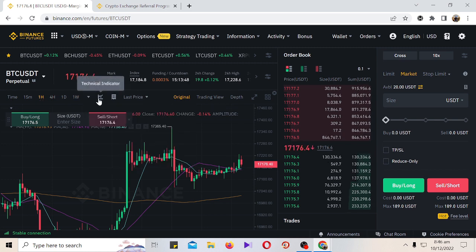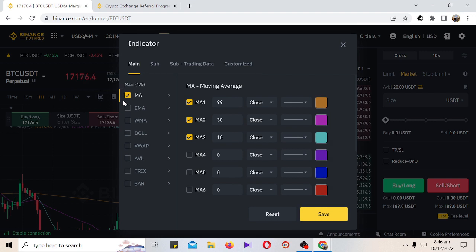Then you move to indicator, technical indicators, click on it. You select MA. MA stands for moving averages. I'll leave a PDF down below this video so that you guys can use it to learn more about technical analysis, indicators, and everything about Binance futures.